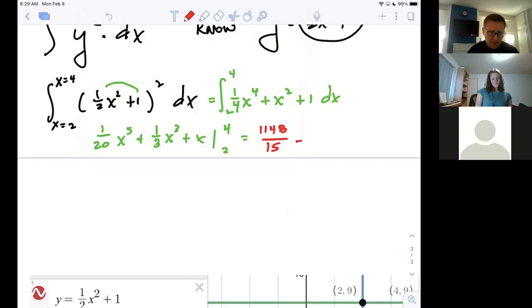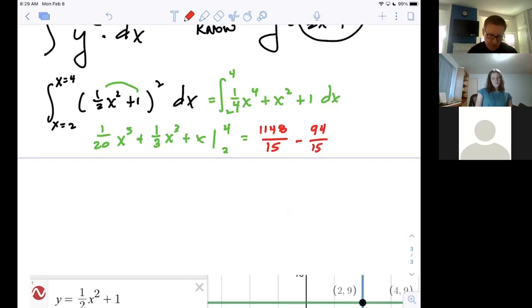Terrific. I get to type it all over again. 2 raised to the 5th divided by 20 plus 2 to the 3rd is 8 divided by 3 plus 2. Converting to a fraction, I got 94/15. So it's kind of cool. It's not really surprising that I got an equal common denominator.